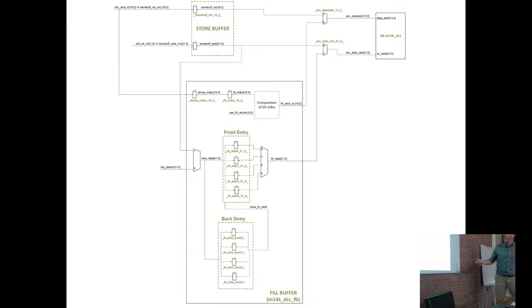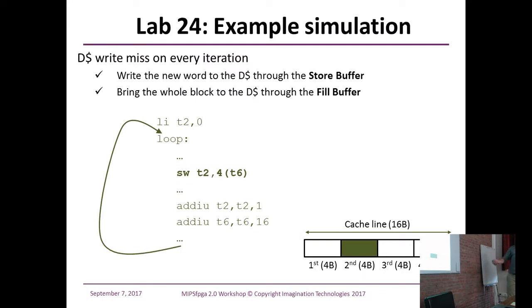Well, this is the diagram for the fill buffer and the store buffer. Again, not going into details. Look that they write to the data cache. This is the data cache, this is the store buffer, and this is the fill buffer. They can even communicate among them. In some cases, that's useful. And then we analyze a simulation here.